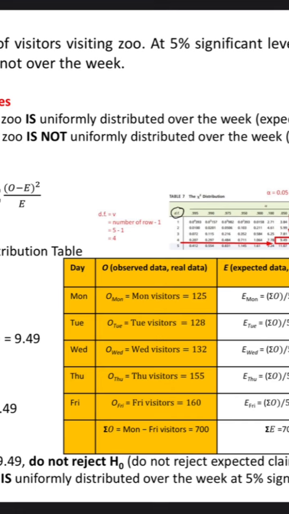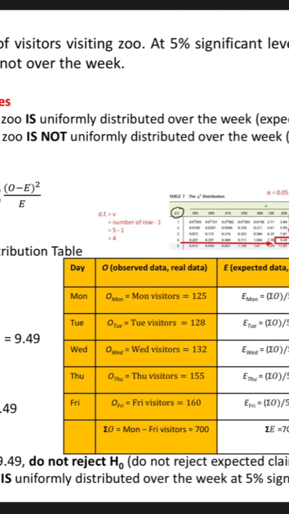Since we are testing a categorical variable with expected equal proportions, we use the chi-square goodness of fit formula. Chi squared equals sigma, O minus E, squared, over E. O represents the real observed data from each day, and E is the expected count, which we get by dividing the total visitors by 5. After calculating all the values, the test statistic comes out to chi squared equals 7.557.